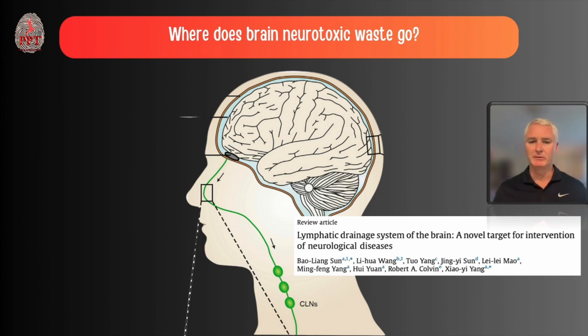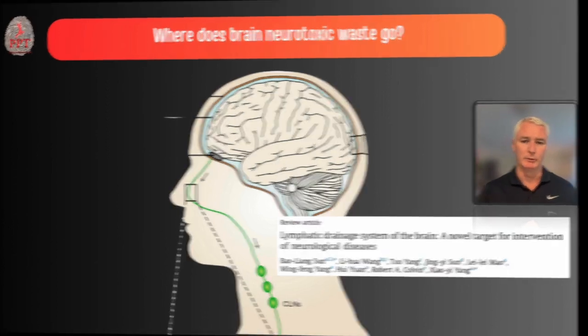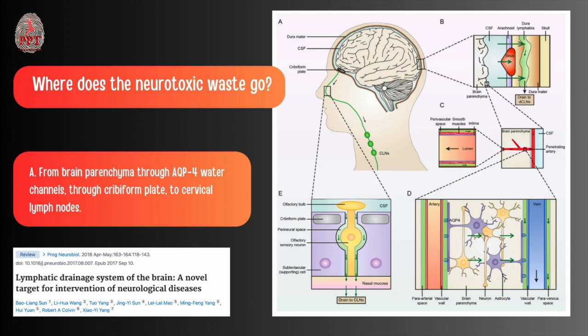But we need to know, where does this waste drain to? Well, it goes through a part of the back of the nose called the cribriform plate. It drains through there to the cervical lymph nodes and eventually back into the circulatory system. Let's have a look at what the research tells us, because there's some detail around this glymphatic system that's really important.